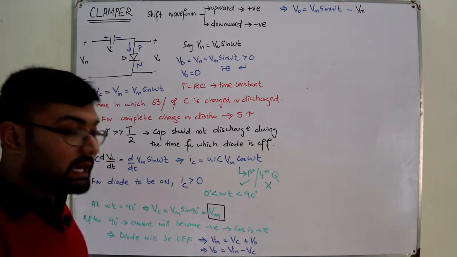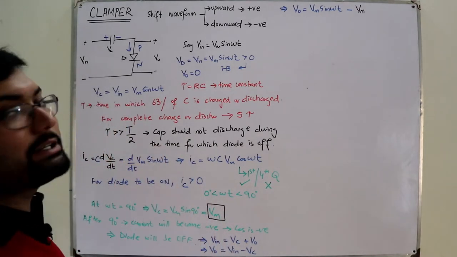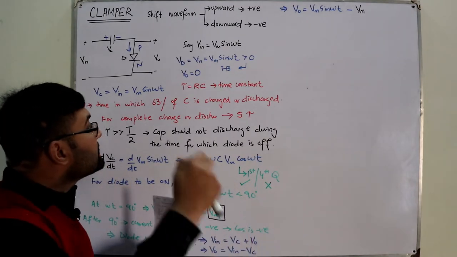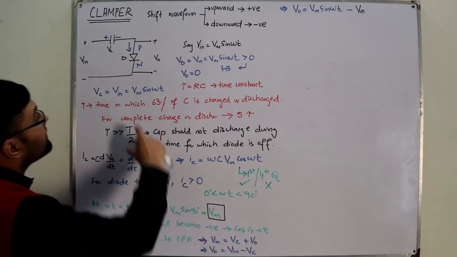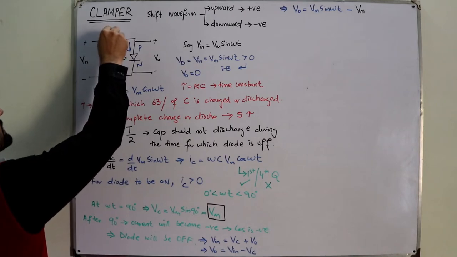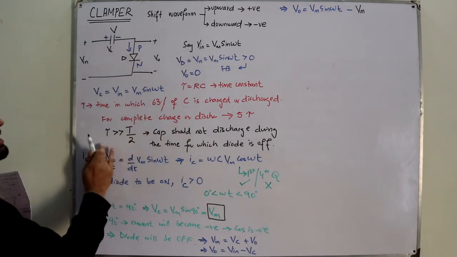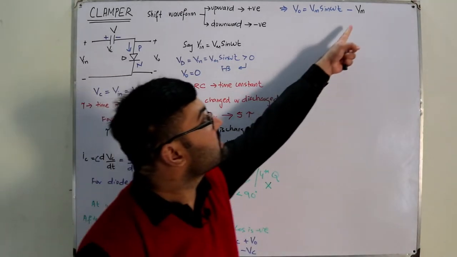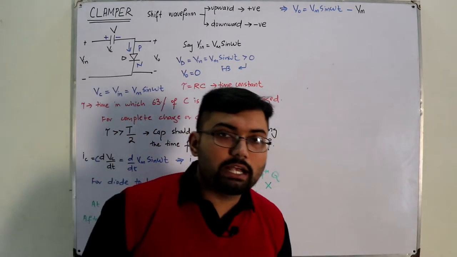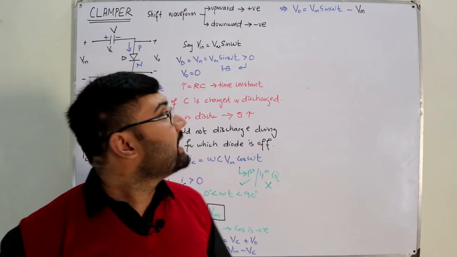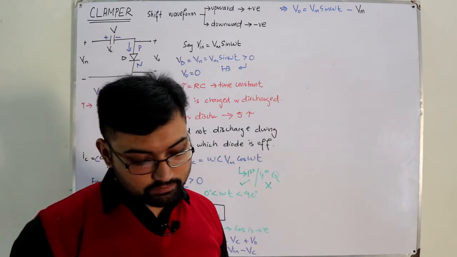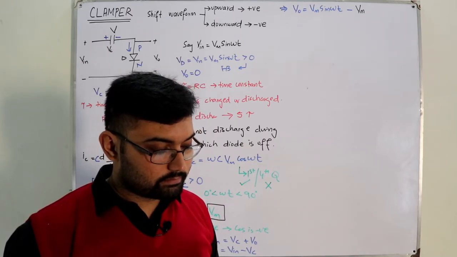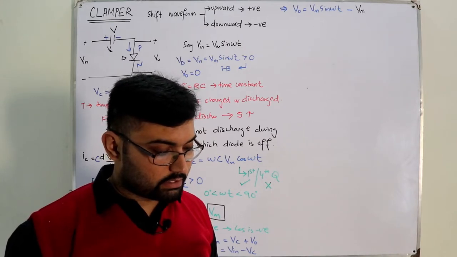Now why not Vm sine of omega t? Why have I written the maximum value? Because I already told you that the discharging time is much greater than half of the period. So the charge that has reached the maximum value of Vm will be present for a period much greater than half the time period of the input waveform. So this capacitor will have the same voltage Vm across it for this negative cycle, and this is what the output would be. Is it clear? It should be.